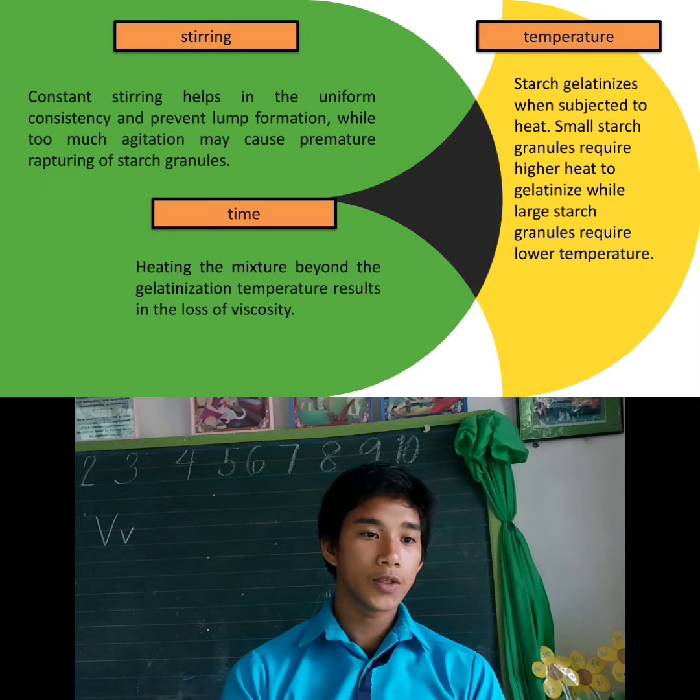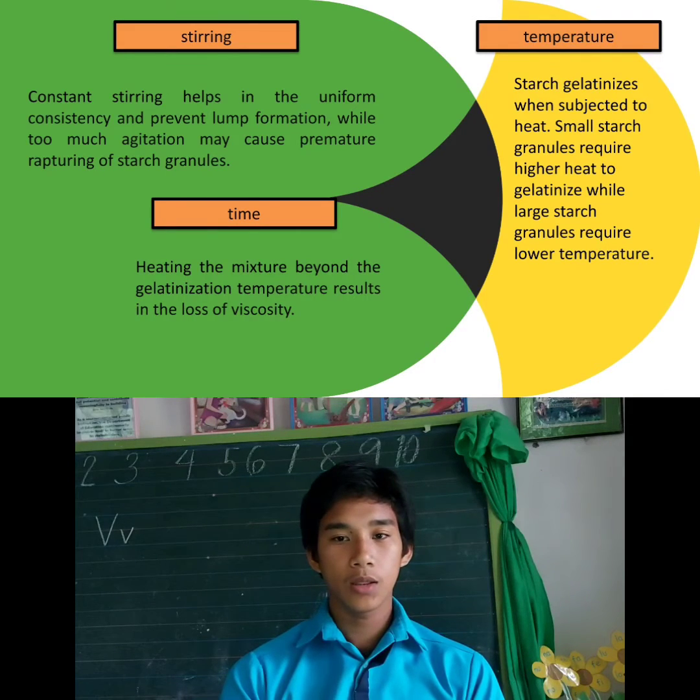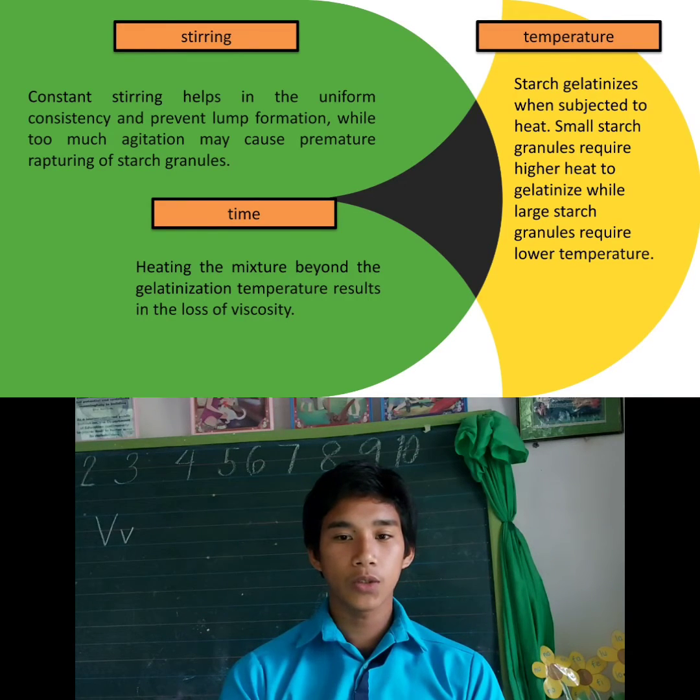And stirring. Constant stirring helps in uniform consistency and prevents lump formation, while too much agitation may cause premature rupturing of starch granules. And temperature. Starch gelatinizes when subjected to heat. Small starch granules require higher heat to gelatinize, while large starch granules require lower temperature.